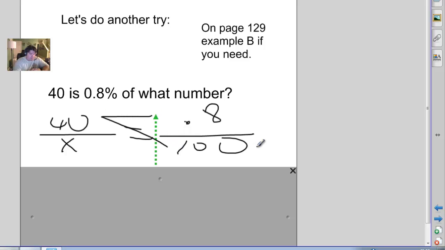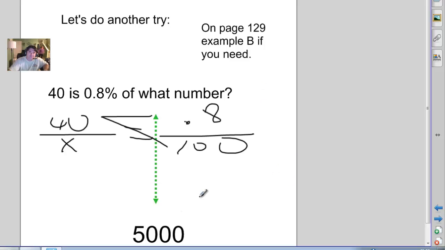Times, divide. 100 times 40 is 4,000. 4,000 divided by 0.8. Let me check that here. 4,000 divided by 0.8 is 5,000, which we have there.